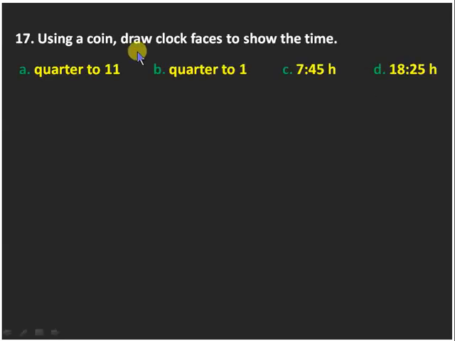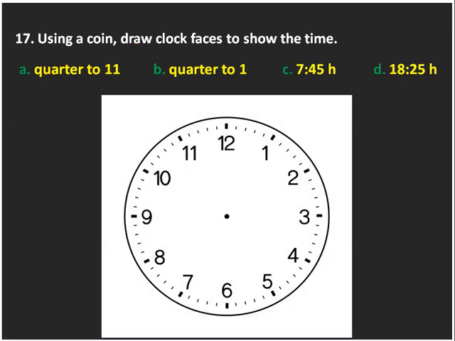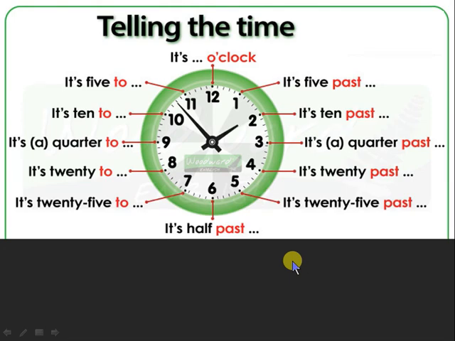Next, question number 17. Using a coin, draw clock faces to show the time. Very simple. This is the clock face. Okay, you have to draw this clock face with the help of a coin. Okay, quarter to 11, quarter to 1, 7:45 hour, 18:25 hour. You have to draw.